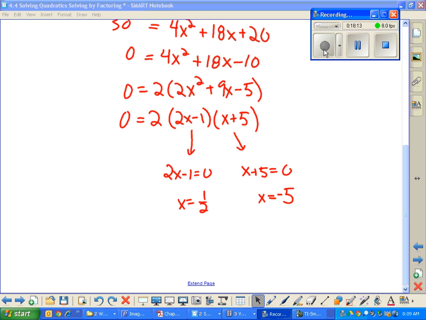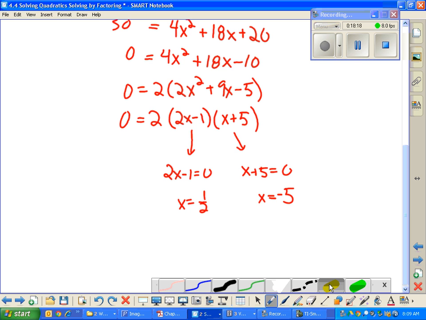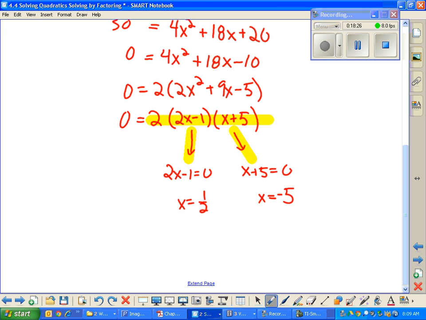Hopefully you took out a GCF of 2, and then I AC grouped it to get 2 times (2x minus 1) times (x plus 5). Notice that I brought down the 2x minus 1 and the x plus 5. But I can't set 2 equal to 0. It doesn't even make sense. It violates the one-to-oneness of our number line. So I wouldn't even set that constant out in front equal to 0 in my DPP.